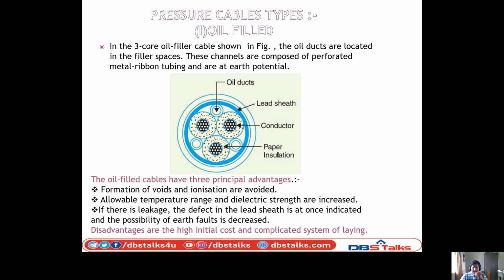The oil-filled cables have three principal advantages. Formation of voids and ionization are avoided. The temperature range and dielectric strength are increased. If there is any leakage, the defect in the lead sheath is at once indicated and the possibility of earth fault is decreased. The main disadvantage of oil-filled pressure cable is high initial cost, and it is a complicated system.